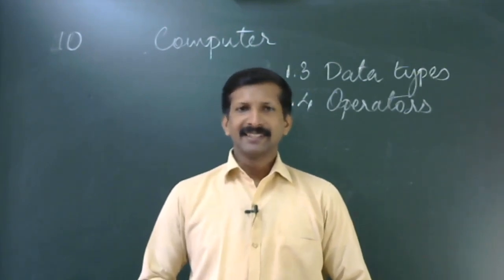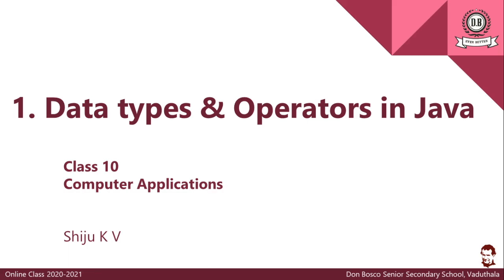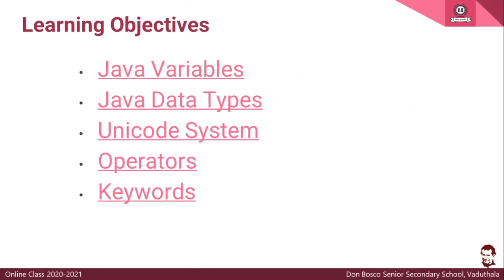Today we will study data types and operators. All of you please read the learning objectives: Java variables, Java data types, the Unicode system, operators and keywords. These are the points we are going to study today.